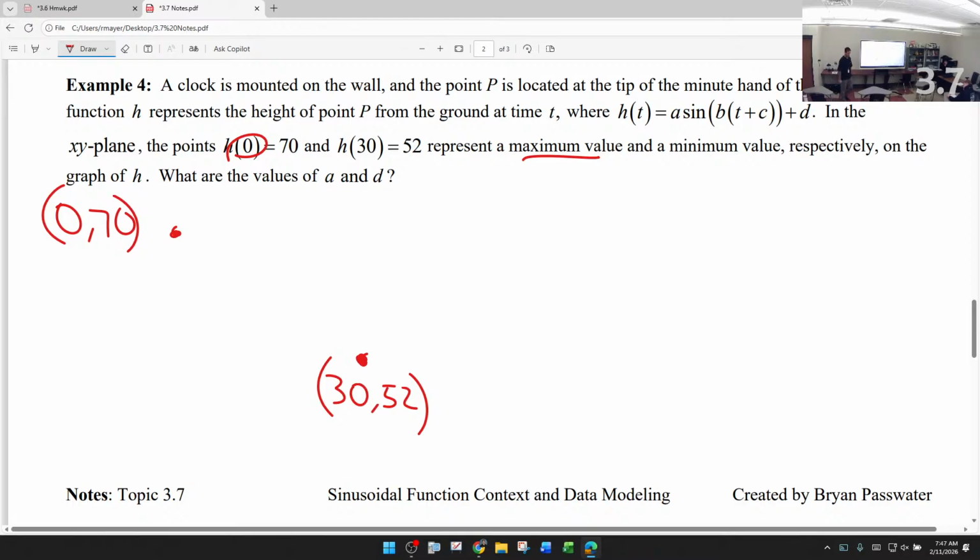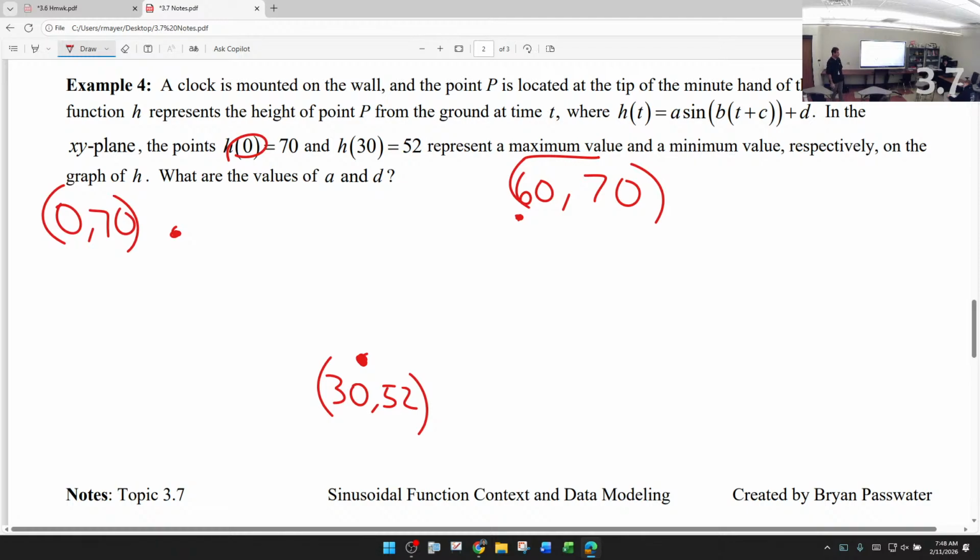And so the next max must be at 60, 70. If this is from here to here, 30, then I've got to go 30 more to get back to the max. And the max is on the same parallel, so that has to be 70. And I could just keep on going if I wanted to. I don't know if I needed that.